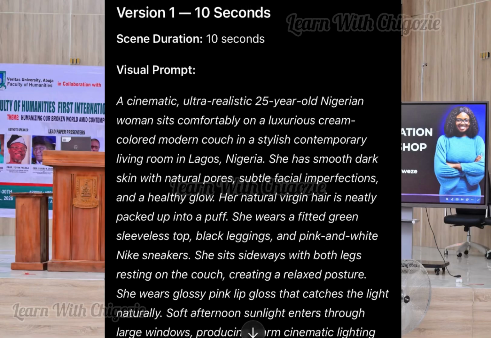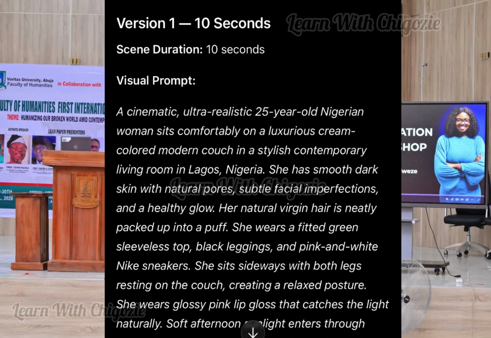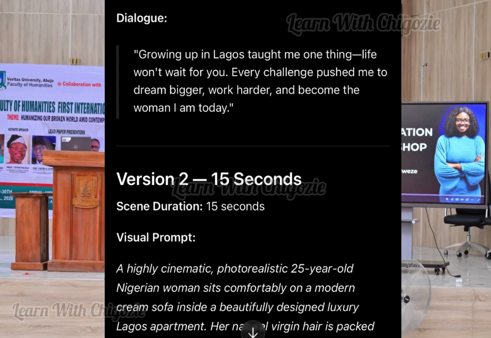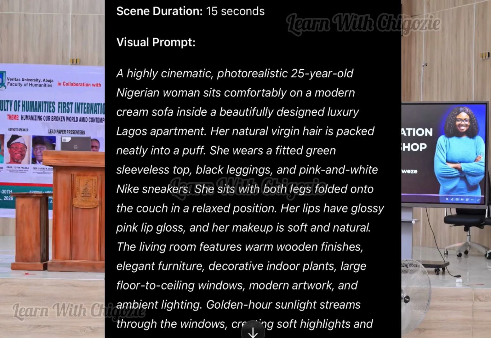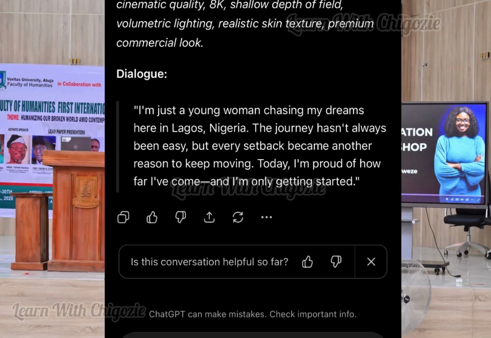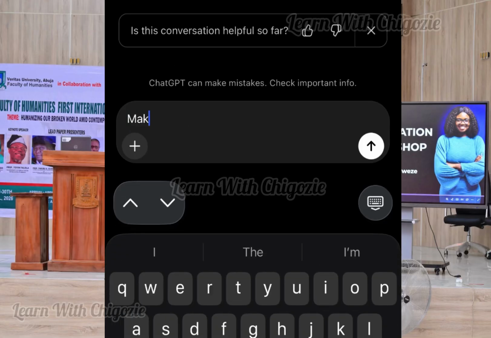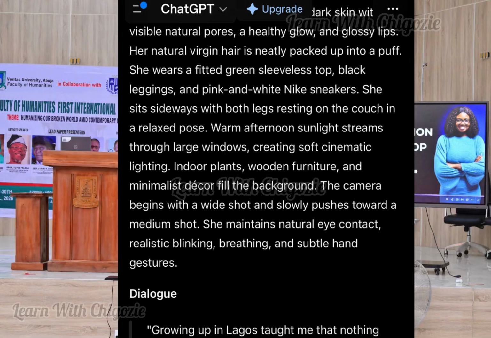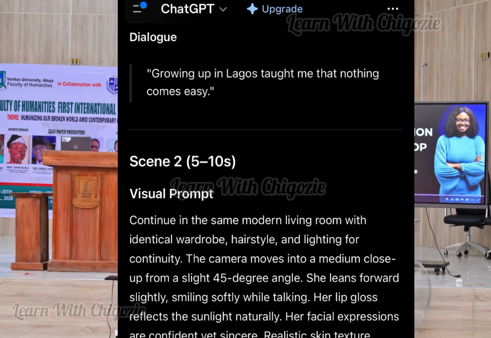AI has given us the scripts. It gave us the image description and also went ahead to give me the second version. I didn't tell AI to give me the scenes. I didn't tell it how many scenes I want. I'm going to tell the AI to make it 3 scenes. AI has shared it into 3 different scenes. This is scene 1 with its own dialogue.